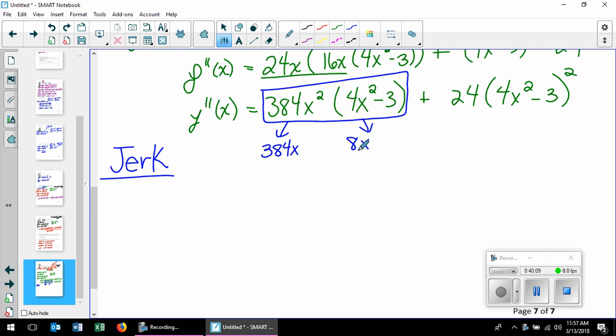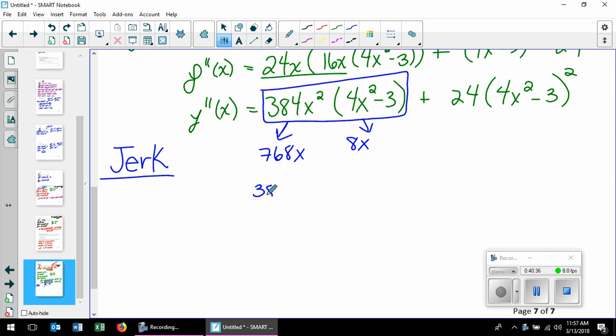Oh, you're right. Sorry. I just got excited and I just wanted to do the exponents. 768. Did I get the 4x right? Yeah. Okay. So now we have to do the product rule for this one. So what's the product rule say?